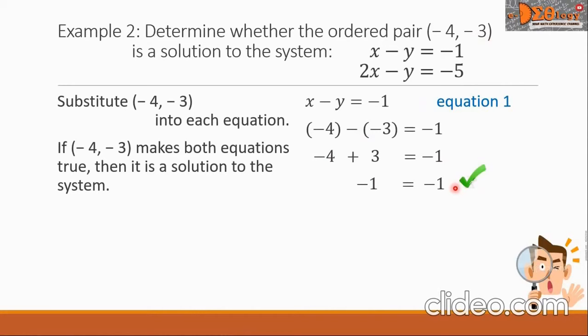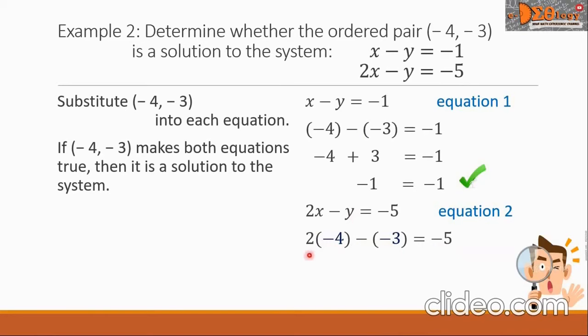Let's proceed with equation 2. The 2x minus y equals negative 5. Let us substitute the ordered pair (-4, -3) respectively. So we have now 2 times the x, which is now negative 4, then minus the y, which is now negative 3. And this must be equal to negative 5.